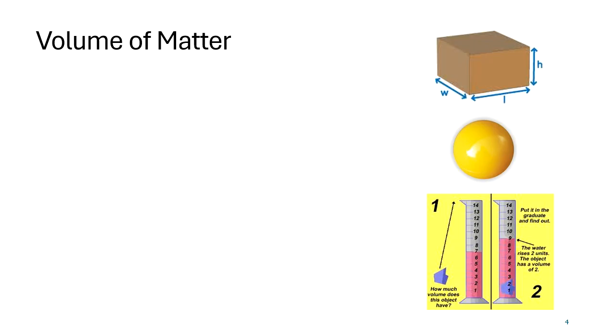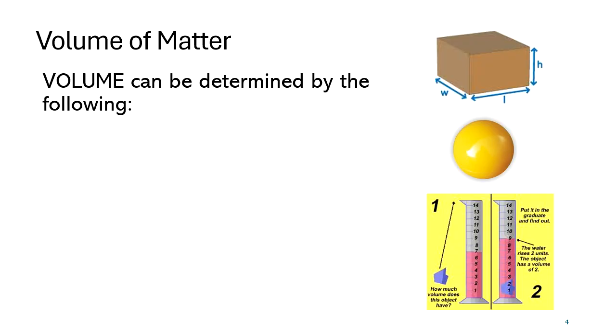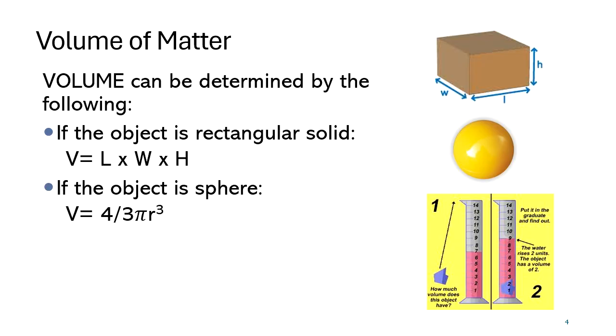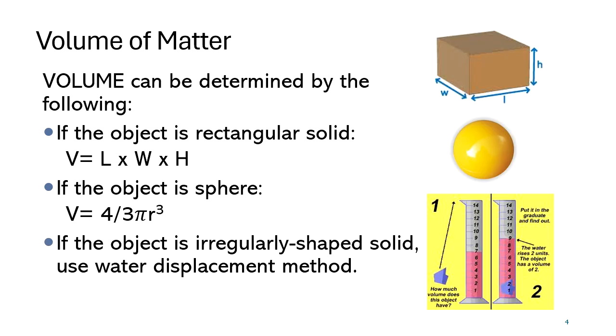Now, let's have a brief recall about the volume of matter. Volume can be determined using one of the following ways. If the object is a regular solid, we simply multiply its length, width, and height. If the object is a sphere, then we use the formula 4/3 pi r cubed. But if the object is an irregularly shaped solid, we can use the water displacement method.